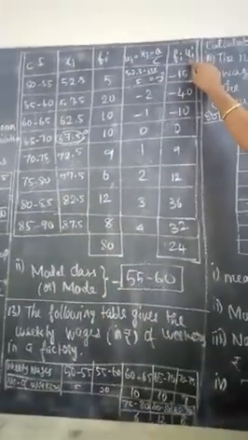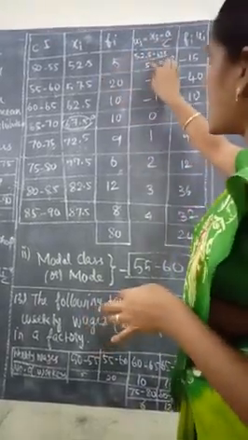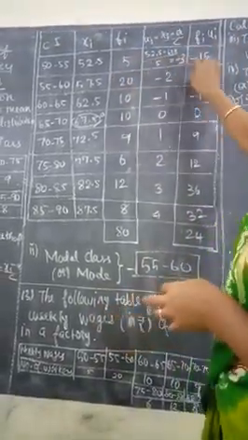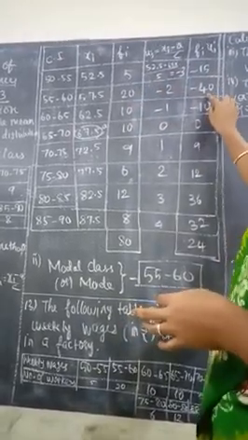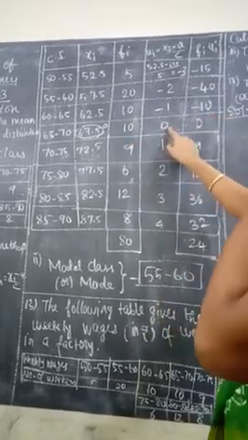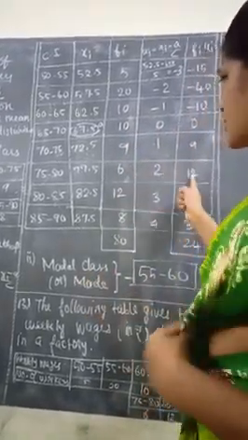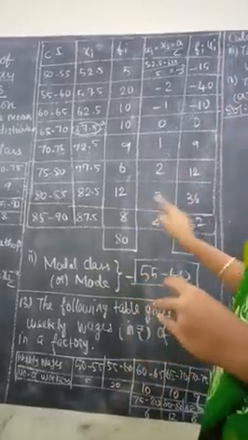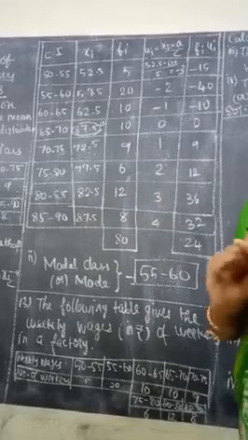Next, how do we find fi ui? We need to multiply the frequency with this u. 5 into minus 3, minus 15. 20 into minus 2, minus 40. 10 into minus 1, minus 10. 10 into 0, 0. 9 into 1, 9. 6 into 2, 12. 12 into 3, 36. 8 into 4, 32. After that, the first step is to find the mean.